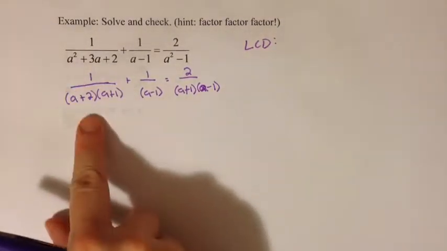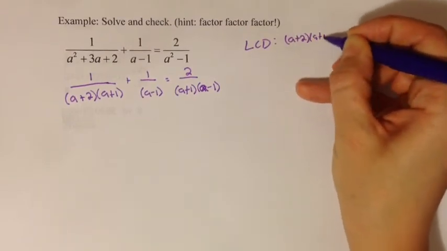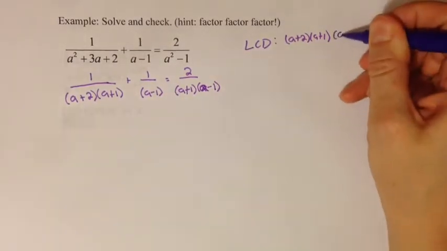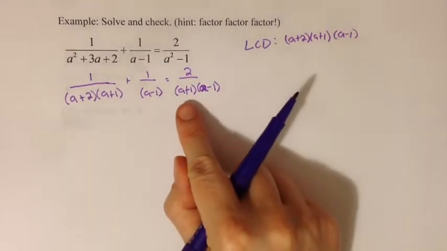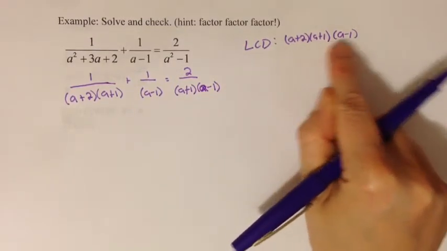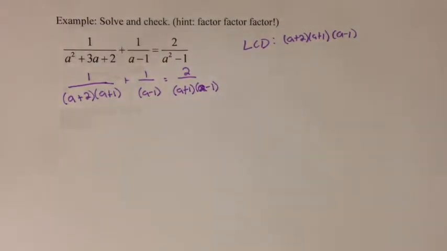In order to have this guy covered, I need an a plus 2 and an a plus 1. In order to get this guy, I also need an a minus 1. My last denominator is made up of an a plus 1 and an a minus 1, and I already have those, so I don't need anything else in my least common denominator. Now that I have my least common denominator, my next step is to clear the fractions.